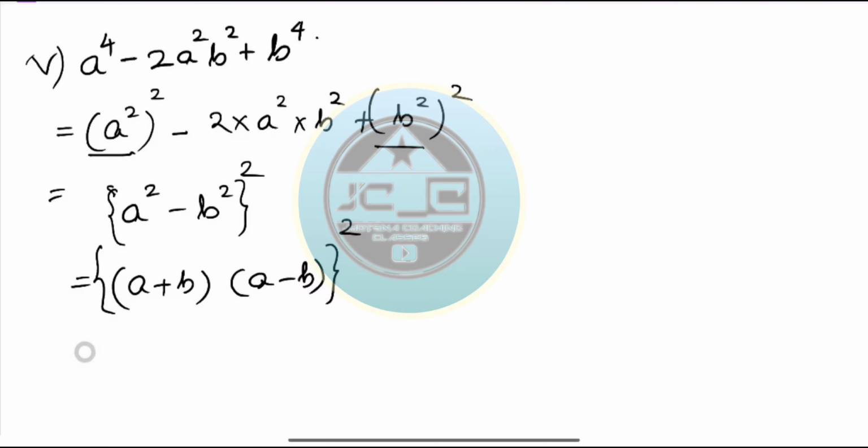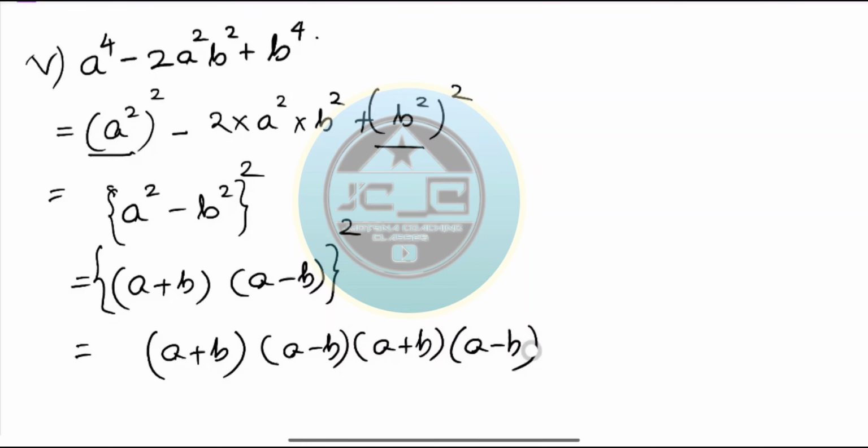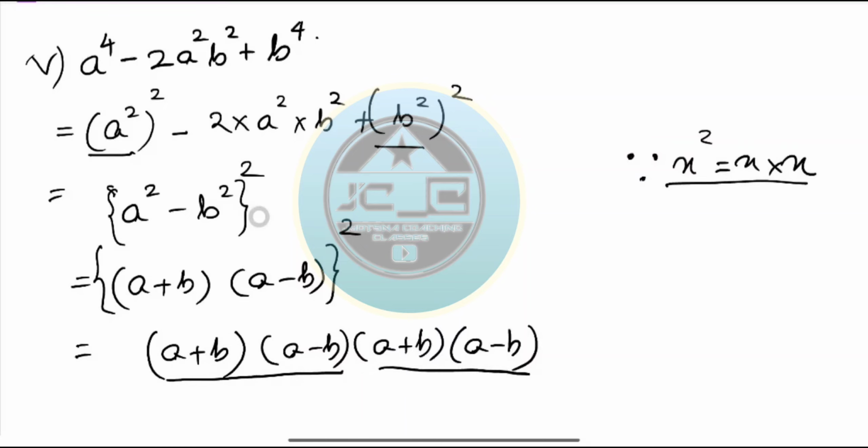Now we can have a plus b into a minus b into a plus b into a minus b. Since we know x square is equal to x into x, a plus b into a minus b whole square means a plus b into a minus b into a plus b into a minus b.